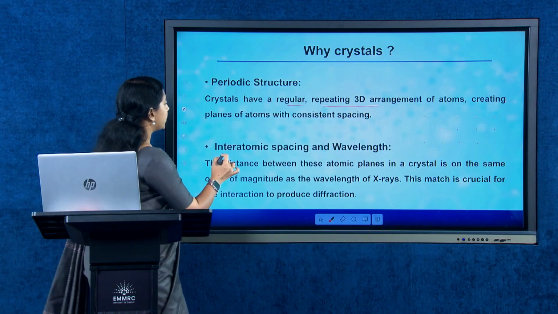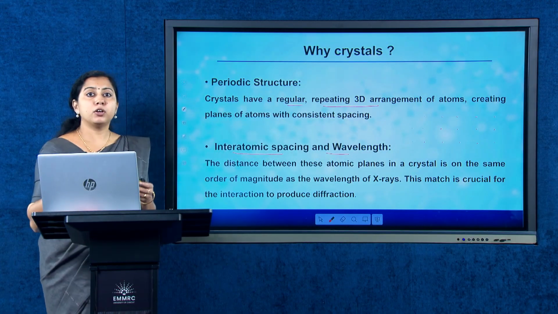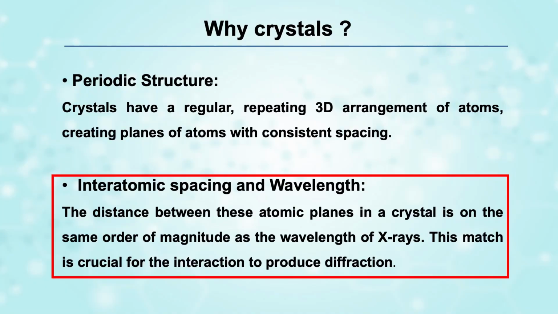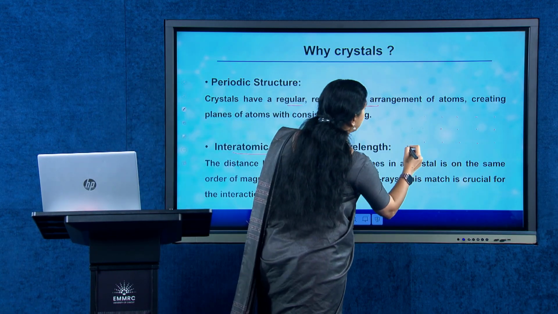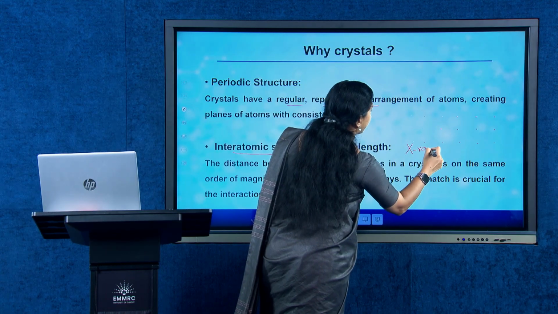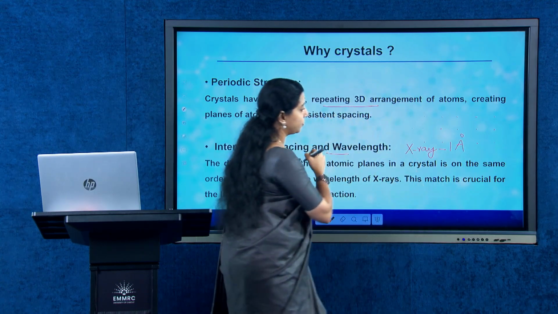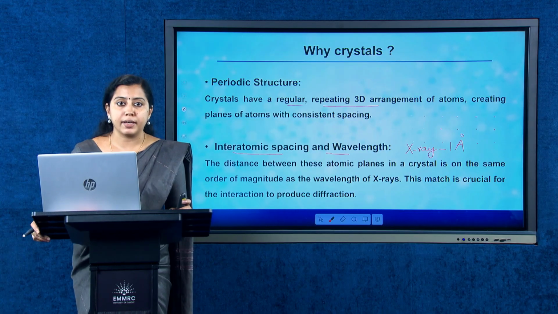Now, the next is about the interatomic spacing and wavelength. Because of these consistent spacings between various planes in a crystal, the distance between these atomic planes is on the same order of magnitude as the wavelength of X-rays, as we saw in the previous slide. That is, X-rays generally have a very short wavelength, usually of the order of 1 angstrom. So, the spacing between these planes is also of the order of 1 angstrom.